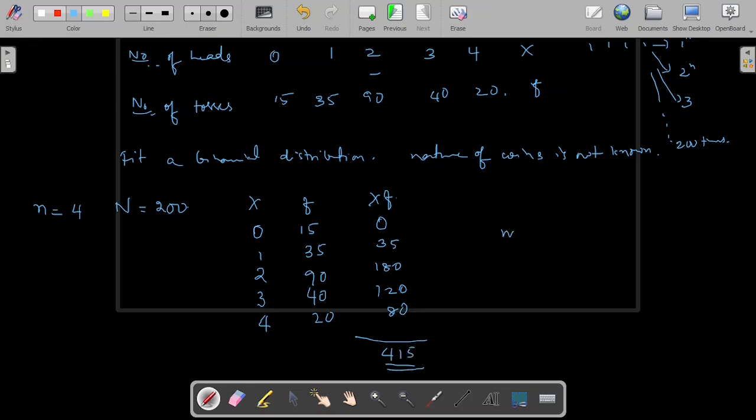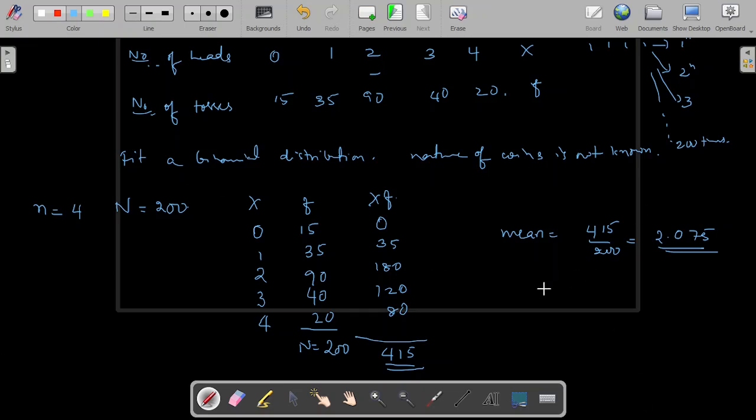How to find the mean? Mean equals the summation of x_i f_i divided by capital N, that is the total frequency. The total frequency comes out to be 200. So mean equals 415 by 200, which gives you 2.075. This is the mean. Now we have to fit the binomial distribution to the given frequency distribution.